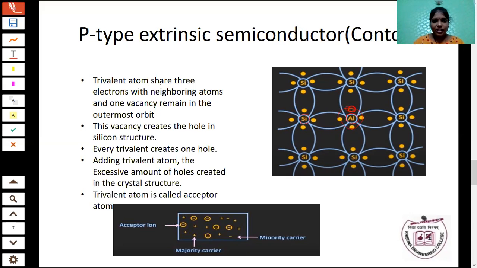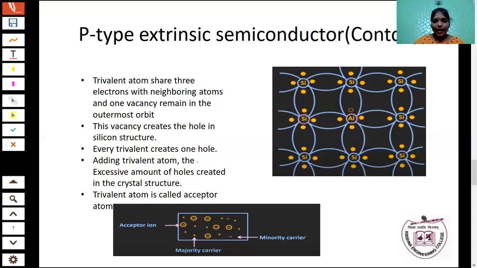So the trivalent atom shares its 3 electrons with the neighboring atoms. One vacancy remains in the outermost shell. That vacancy is nothing but a hole in the structure. So there is one hole in the structure. Every trivalent atom, for example aluminum here, creates one hole. That means the p-type extrinsic semiconductor material creates a large number of holes in the semiconductor material.